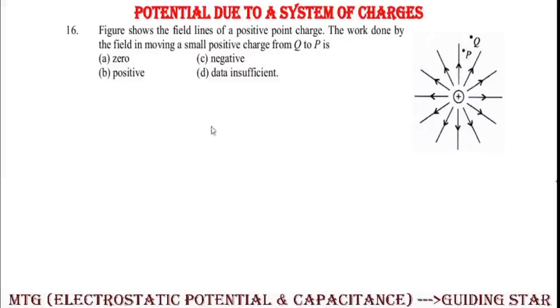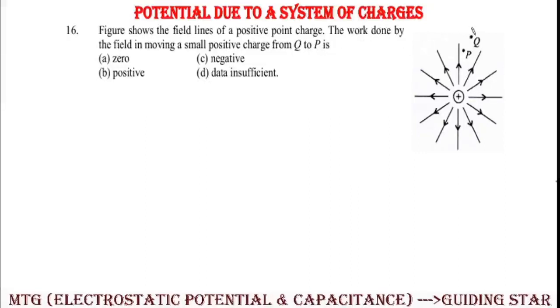Now we'll discuss the MCQ questions of potential due to a system of charges. The first question is: the figure shows the field lines of a positive point charge. What is the work done by the field in moving a small positive charge from Q to P?